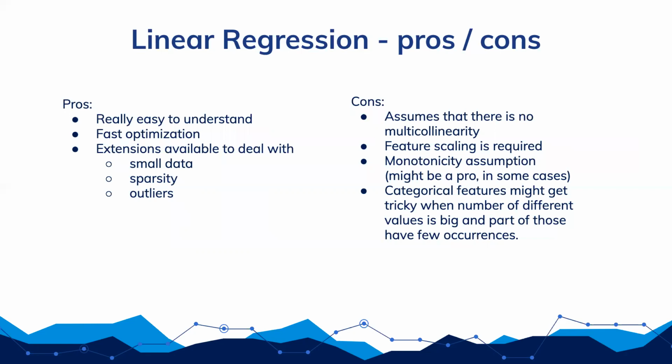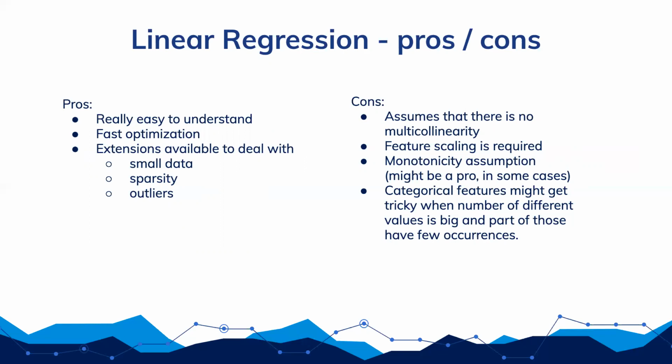Some pros and cons of linear regression: it's really easy to understand, especially in the simple linear model case, where everyone can imagine that line over your data and see how it fits or not. It has a fast optimization, so it's very fast to compute, and it has extensions available to deal with weird cases, outliers, sparse data, and whatnot, that we're not going to go into in detail.